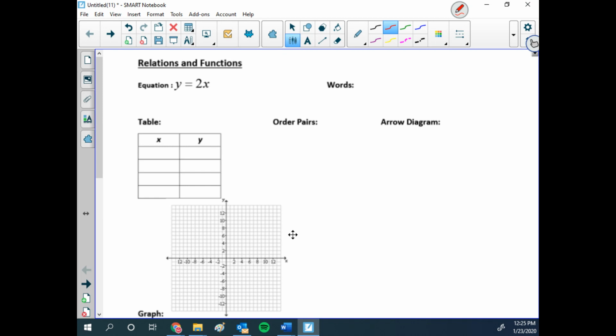So if we look at this, they gave us the equation, which means we're going to take that equation y equals 2x and change it into all of these other forms. If I'm going to take this equation y equals 2x and put that into words, what would you say? Or how could you express that in word form? Yeah, exactly. 2 times a number equals another number.